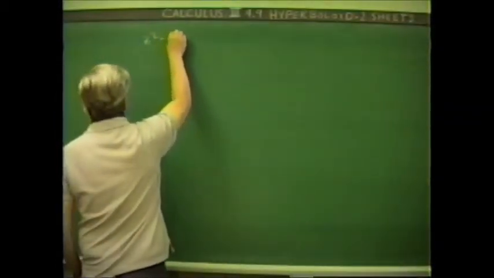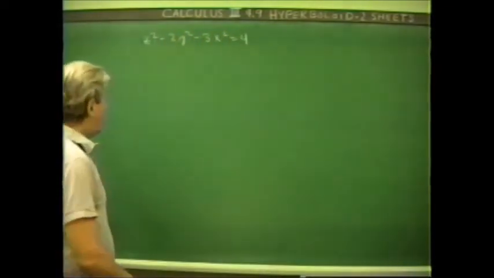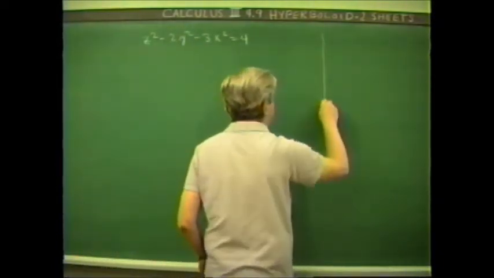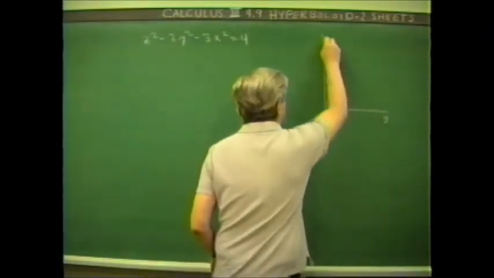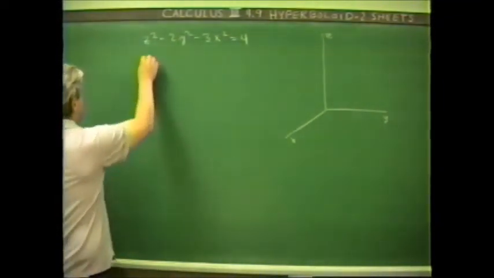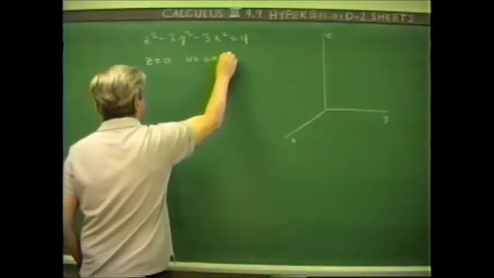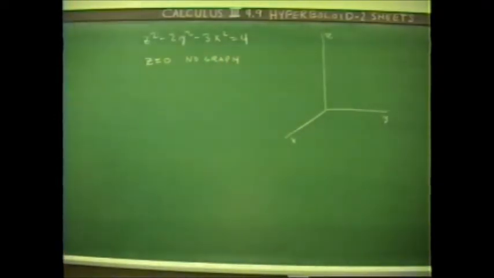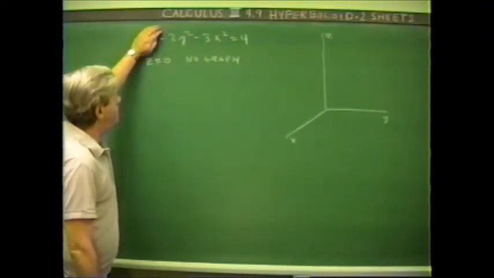Now I'll look at the second type of hyperboloid, the hyperboloid of two sheets. All right. An example of this is as follows. z squared minus 2y squared minus 3x squared, say, is equal to 4. Right. Let's take a look at the graph. Notice that when z is equal to 0, there's no graph. Because we can't have minus 2y squared minus 3x squared for any x and y adding up to a positive quantity 4.